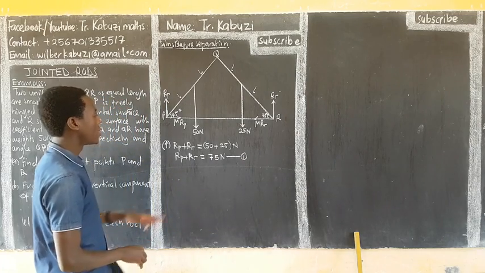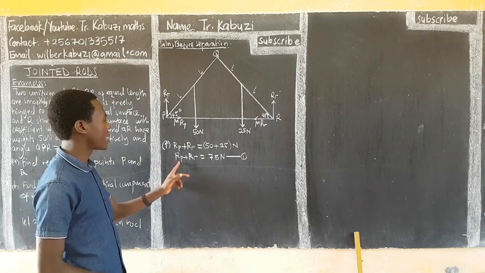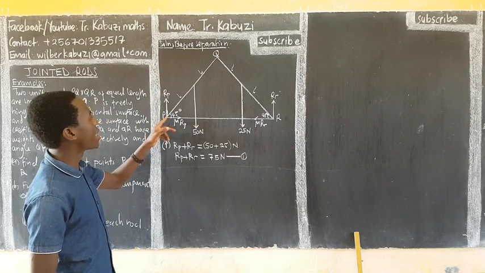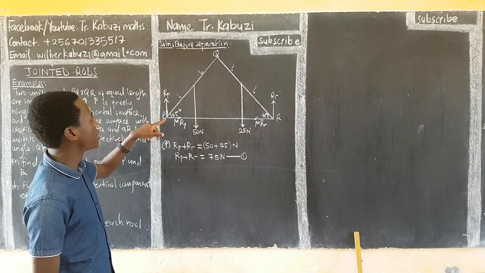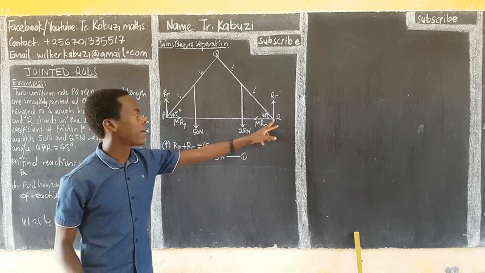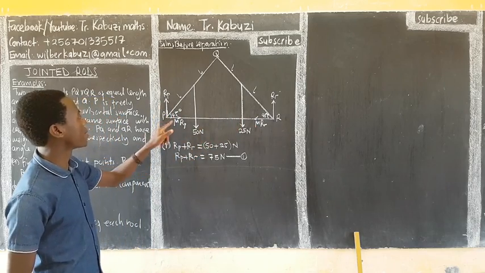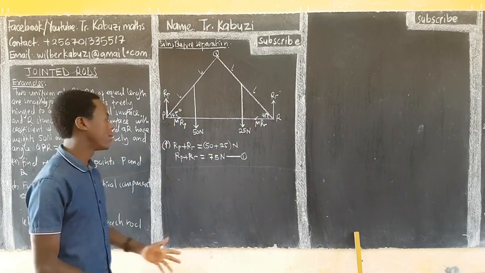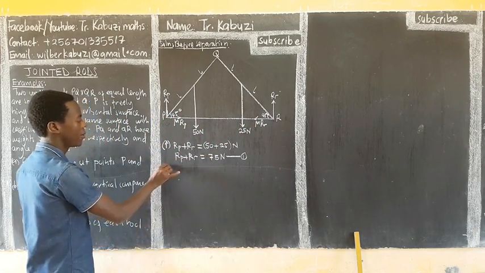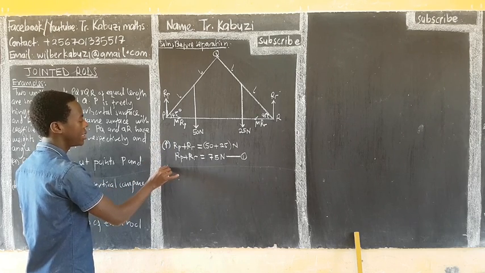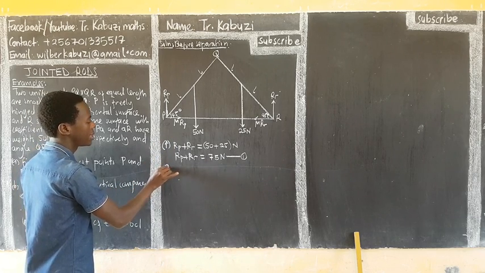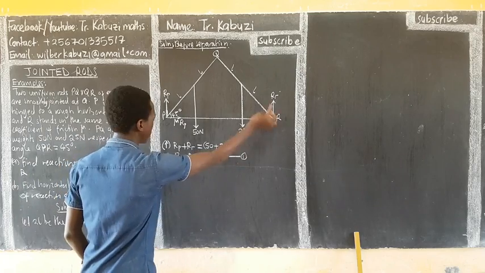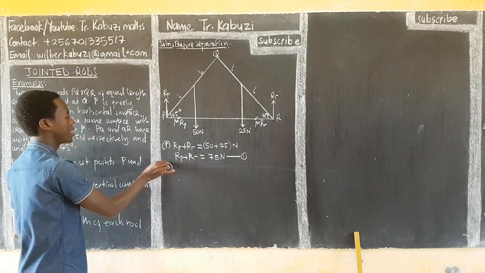Now this equation has the reaction at P and the reaction at R. To get these reactions, you either take moments here or here. So let us take moments at P. Taking moments at P, we shall get this one. So we start with anti-clockwise.